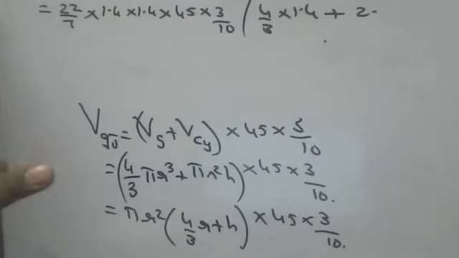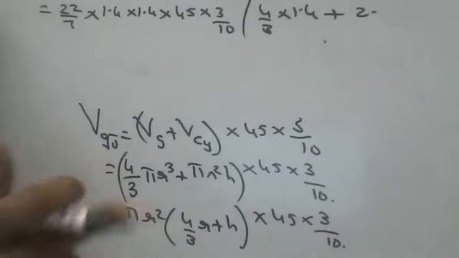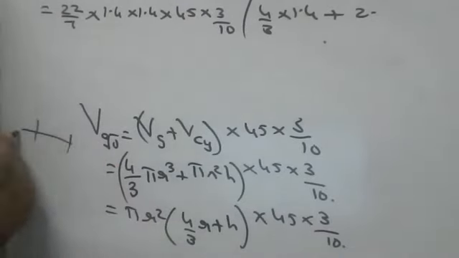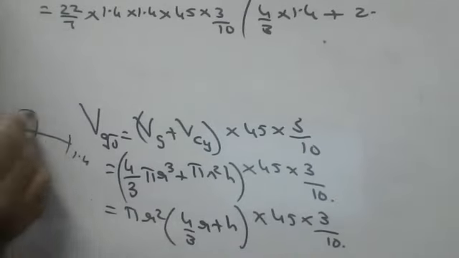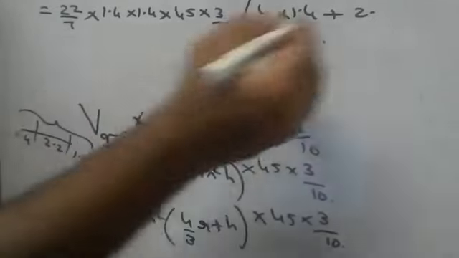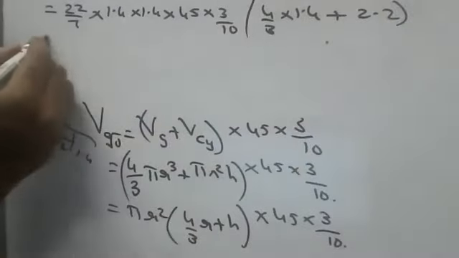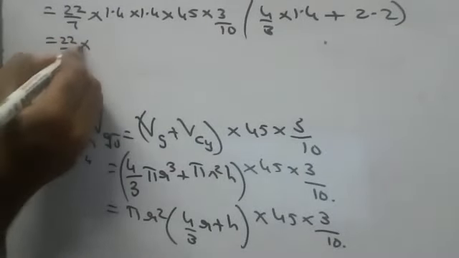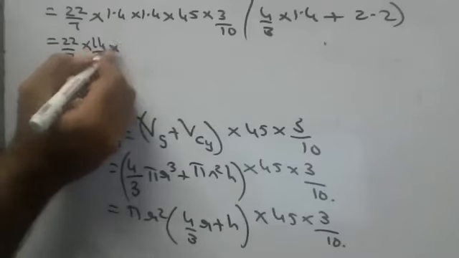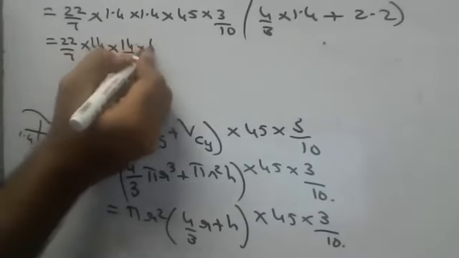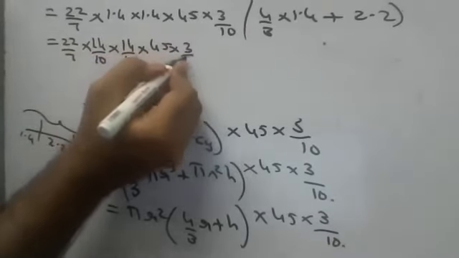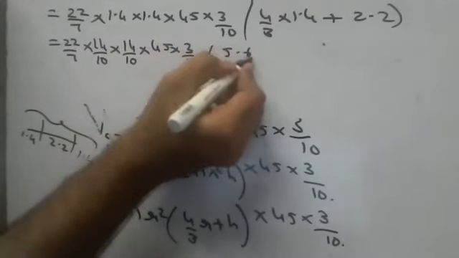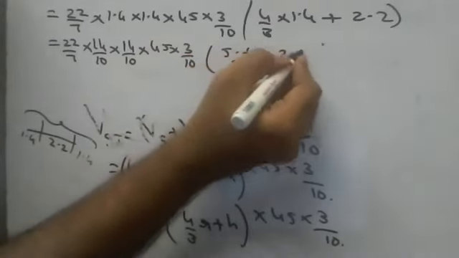Only the cylinder we want. 1.4, 1.4, 2.8 we remove. If we remove 1.4, 1.4 from 5, this becomes how much? 2.2. Please check here, 22 by 7, easy calculation, 14 by 10, 14 by 10, 45 into 3 by 10 into 5.6 by 3 plus 2.2.